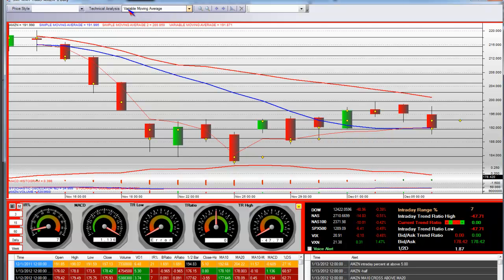You see this variable moving average right here? See my pointer? Variable moving average. No, I don't. Well, look here. I've got to switch pages on my computer. I'm right here on monitor number 2, right up here, my variable moving average.